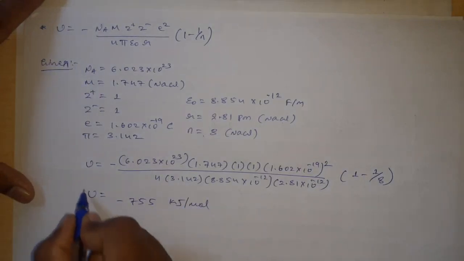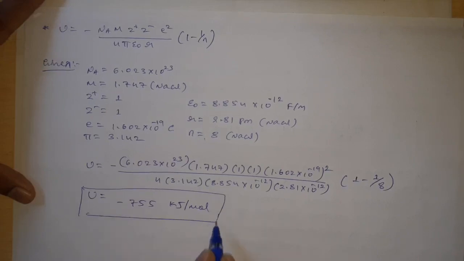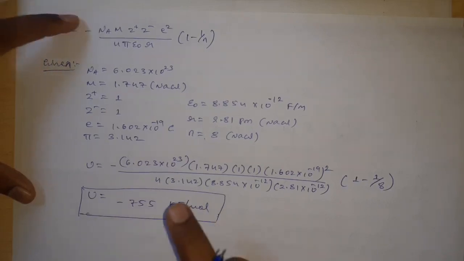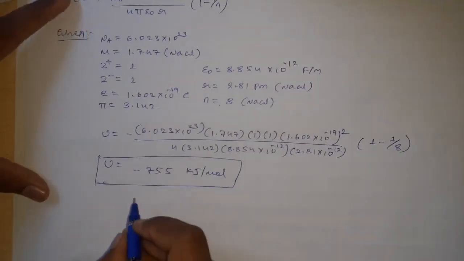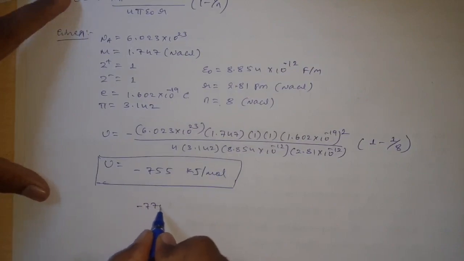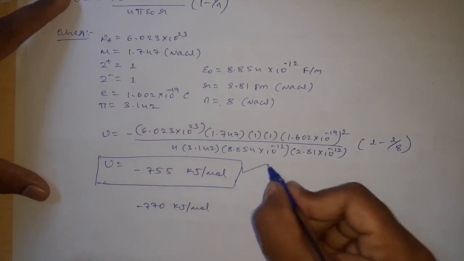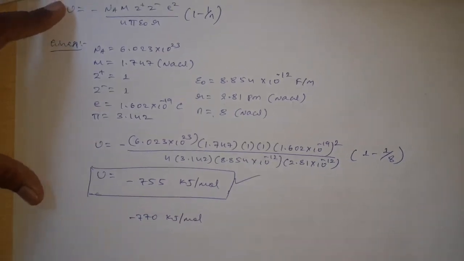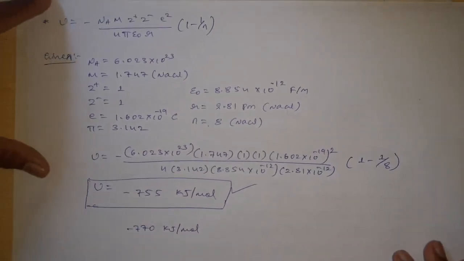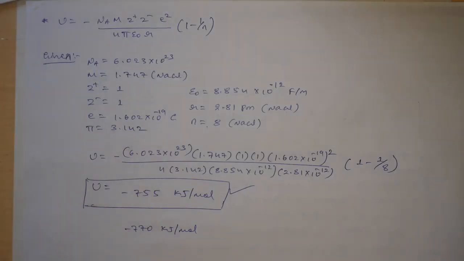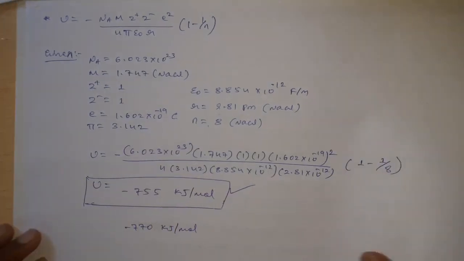Okay. This is the calculated value of lattice energy for NaCl, but the experimentally determined value is minus 770 kilojoule per mole. By this we can say that the equation or the statement given by Born and Lande holds good to calculate the lattice energy of any given crystal. Okay. Thank you.